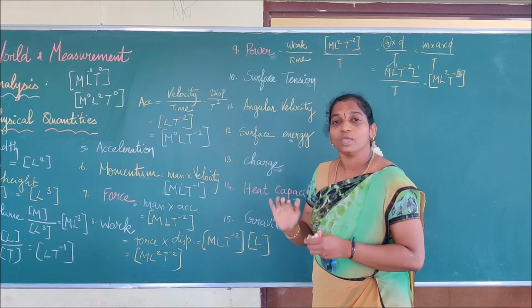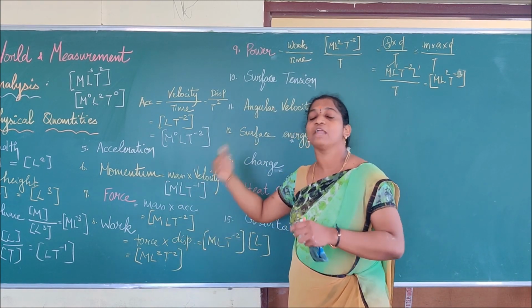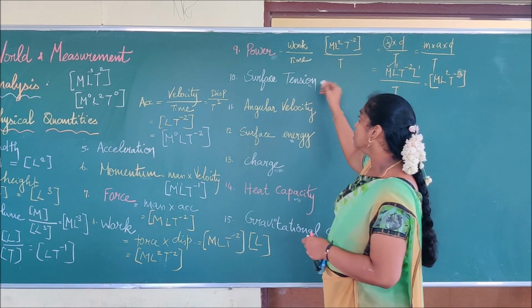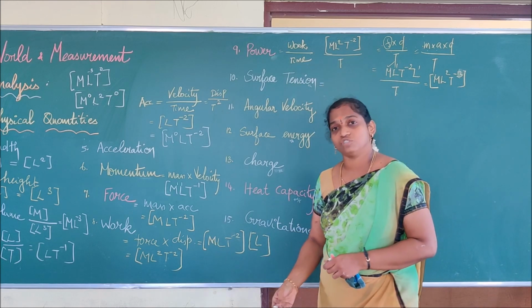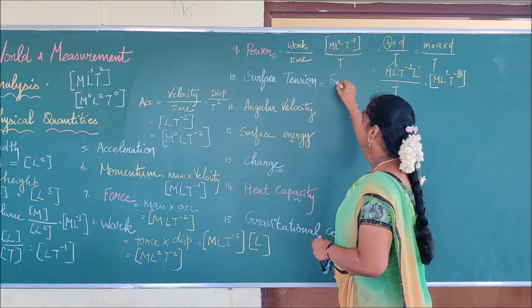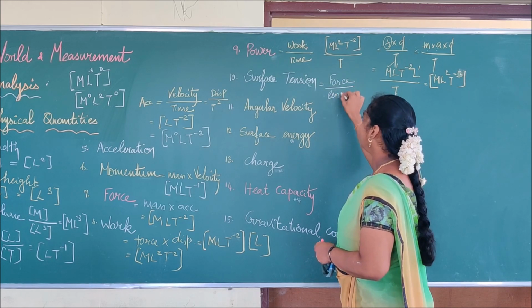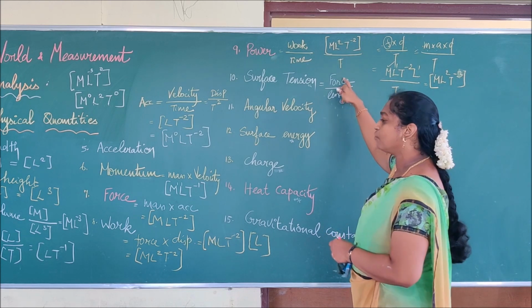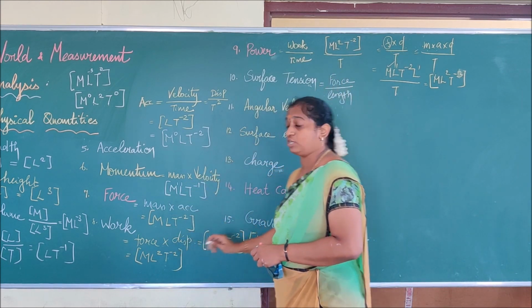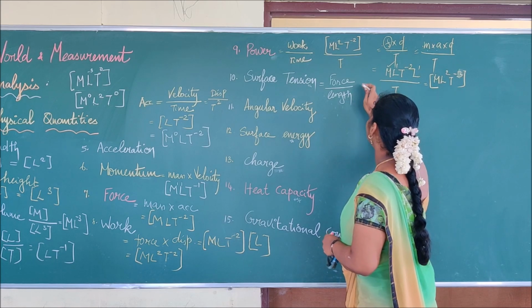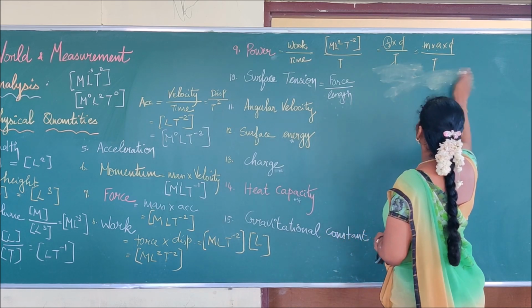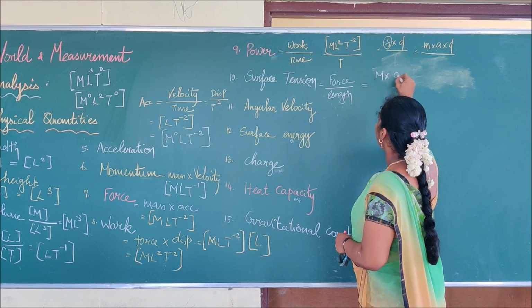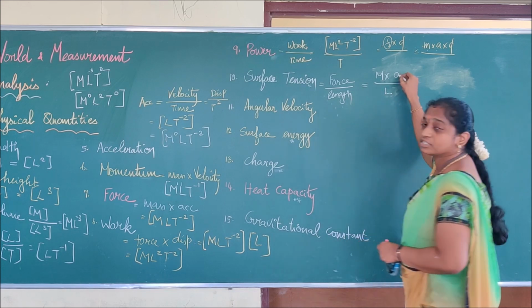So everything we have to go to the fundamental quantities, and from the fundamental quantities we have to write the dimensional values. Then next is surface tension. What is surface tension? We can say that it is force by length. Everything we will learn. So here we are writing the formula. Force by length. What is the dimensional formula for force? Mass into acceleration. So mass means what? We can write it here again. What is the force? Force is equal to mass into acceleration divided by length. Acceleration value, you know it. What is that?